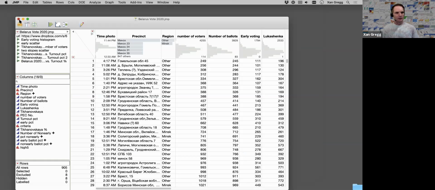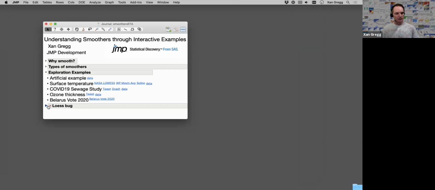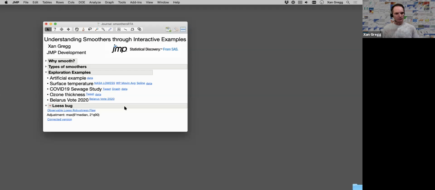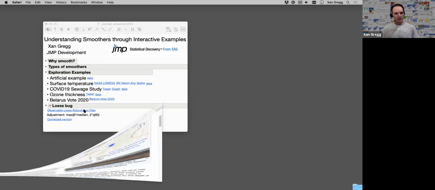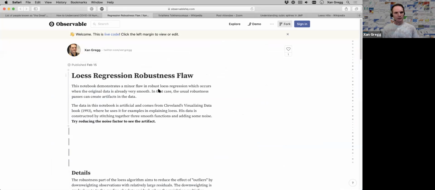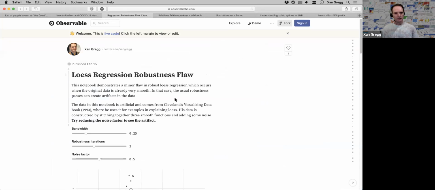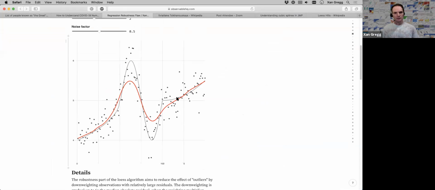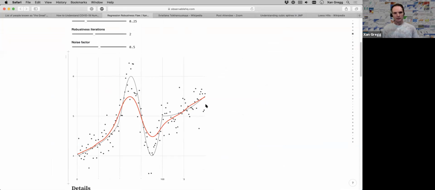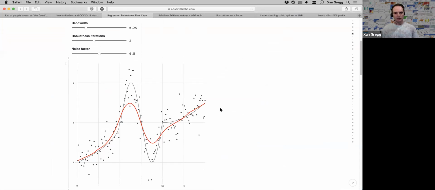So finally, I wanted to show a bug in loess, which I discovered while doing development. I made an Observable notebook to illustrate that. And it's using, ironically, the data set that was in Cleveland's book, which is basically 3 curves that are stitched together plus random noise.